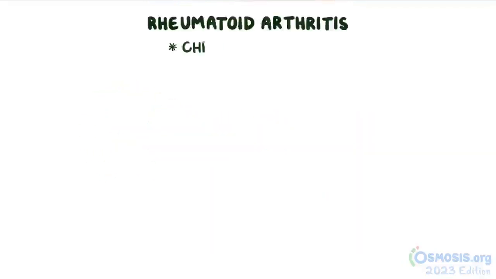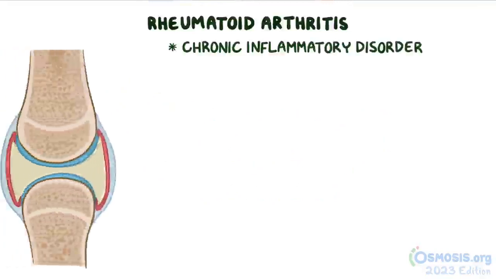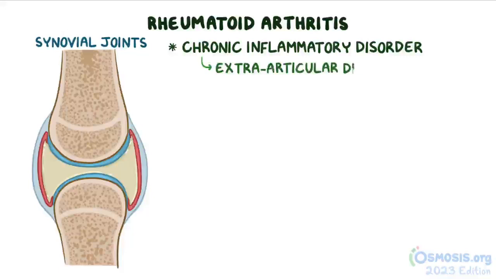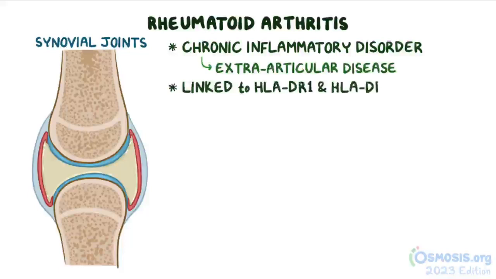Rheumatoid arthritis is a chronic inflammatory disorder that gradually affects synovial joints, but can also cause extra-articular disease as well. Rheumatoid arthritis has been linked to HLA-DR1 and HLA-DR4. Each time there's a flare, there's an increase in synovial and immune cells, and over time, that results in a thick, swollen synovial membrane with granulation tissue, called a pannus. The pannus can damage cartilage and other soft tissues, and also erode bone.